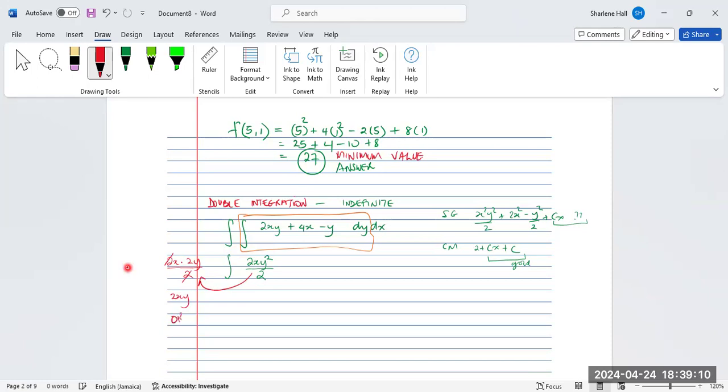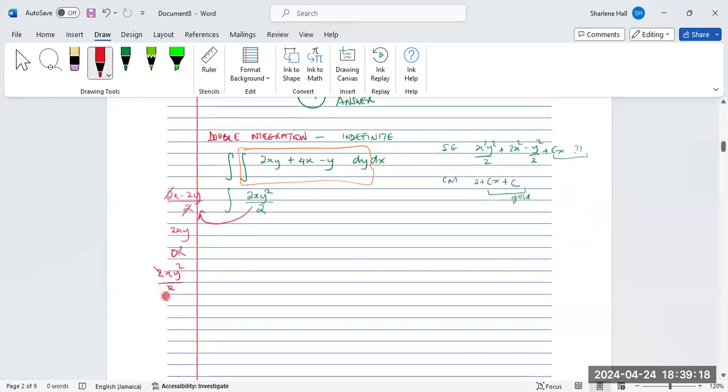Or we have 2xy squared over 2. The 2's cancel out first. When I differentiate xy squared with respect to y, I'm going to get 2xy. So whichever way I do it, I get the same thing. So I know that this is my differential, and it's finished right there. The reason I spend time on that is that I want to show you something else here.